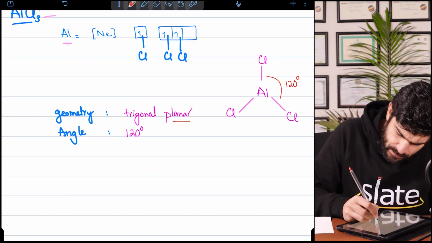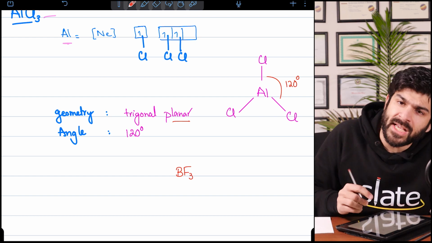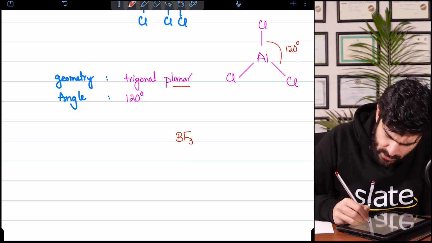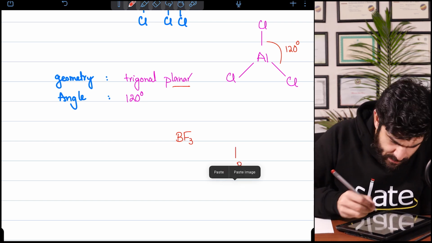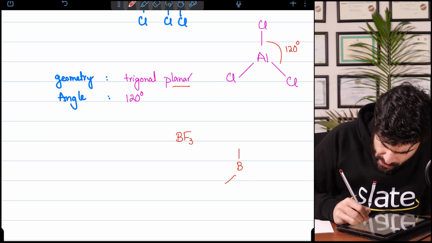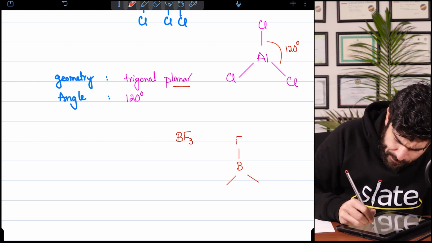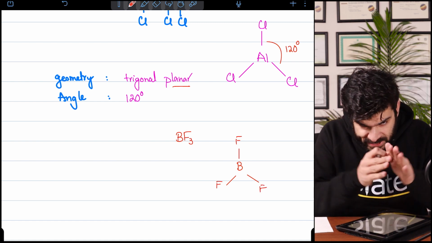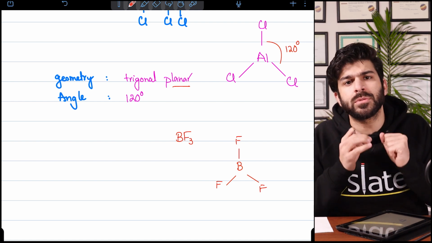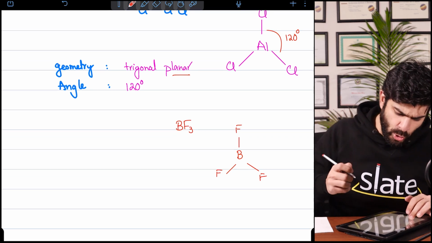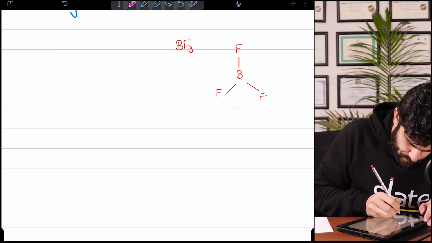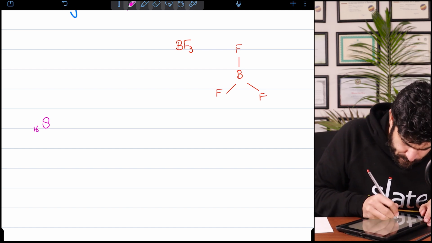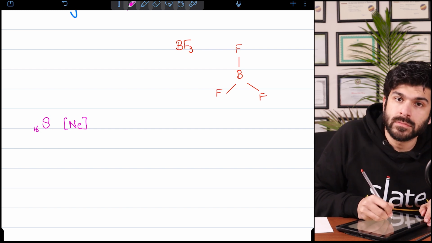There are various examples. BF3: boron has a similar electronic configuration to aluminum, group 3. So B, F3. Time to hate sulfur. In this topic, sulfur is going to be the most confusing one, students. Let me show you how. Sulfur's electronic configuration: 16, neon, it's in group 6.